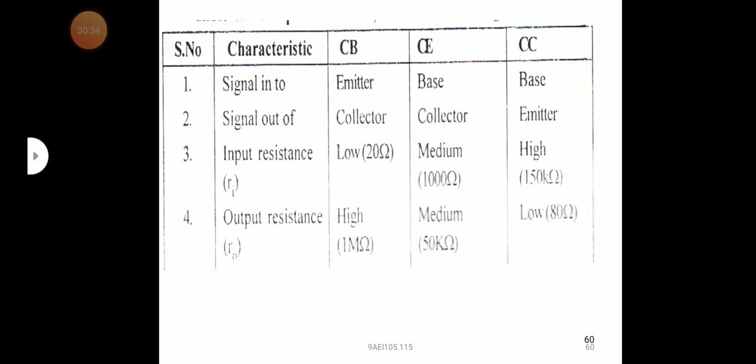So you can say why the common emitter configuration is better compared to the common base and common collector. The common emitter configuration is used for amplification purposes. To amplify any given signal, we use the common emitter. So what is the meaning of an amplifier? An amplifier converts a weak signal into a strong signal.